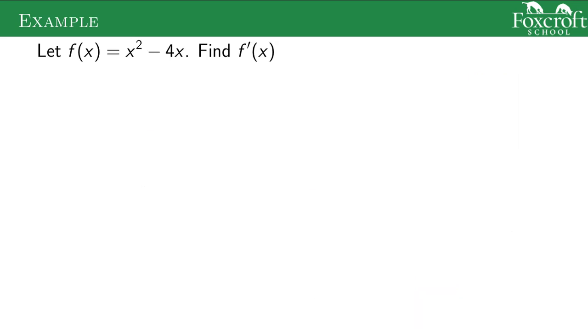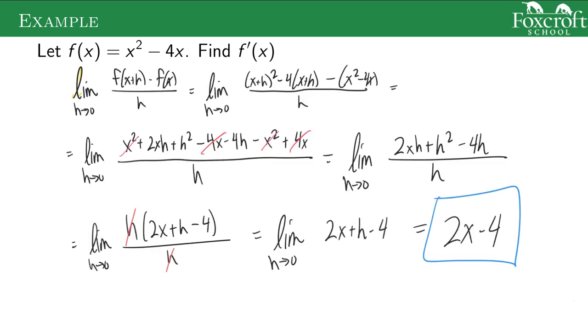And here's one for you to try on your own. See if you can find the derivative of x squared minus 4x. I'm going to flash up the answer in a second, so go ahead and try this one on your own. I'll show the answer in 3, 2, 1. And the answer that you end up getting is 2x minus 4.